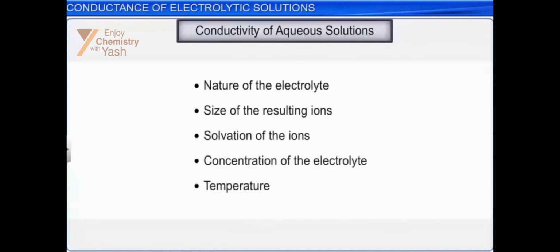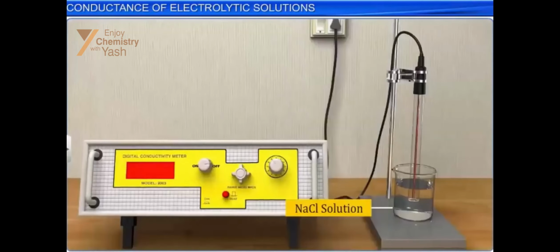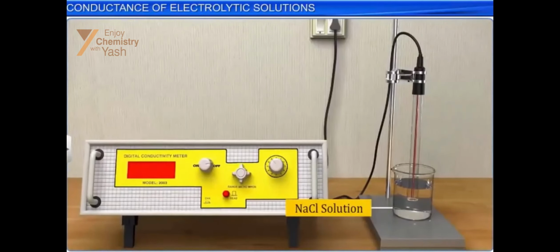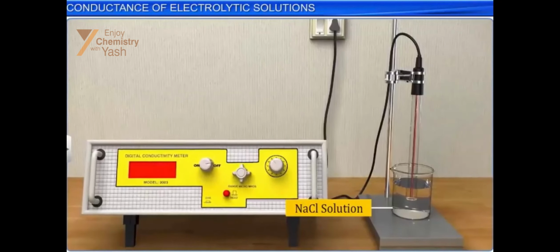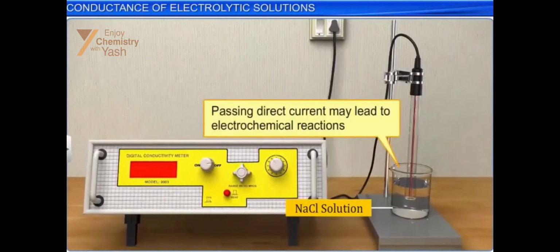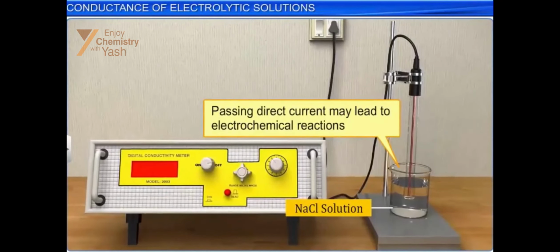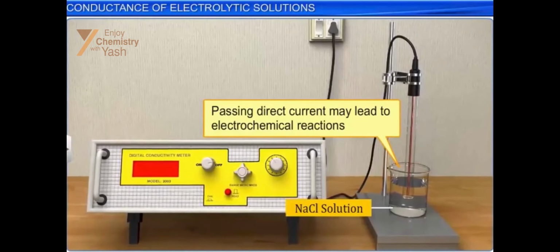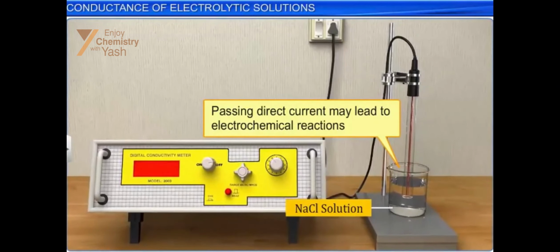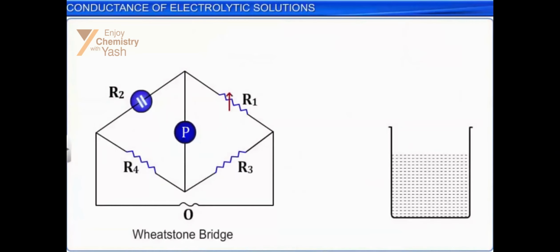Directly measuring the conductivity of ionic solutions is problematic. Passing a direct current into an ionic solution changes the composition of the solution, as electrochemical reactions may occur. Also, unlike a solid conductor, such as a metal wire, we can't connect a solution to a Wheatstone bridge. To measure the conductivity of an ionic solution, we use a conductivity cell, like the one shown in the illustration here.